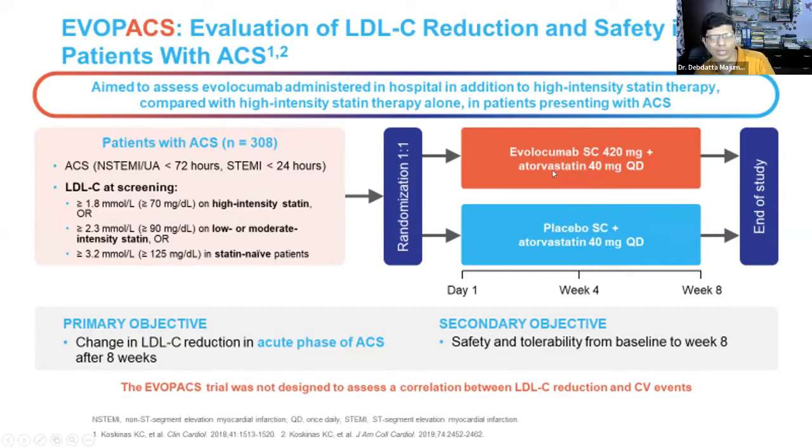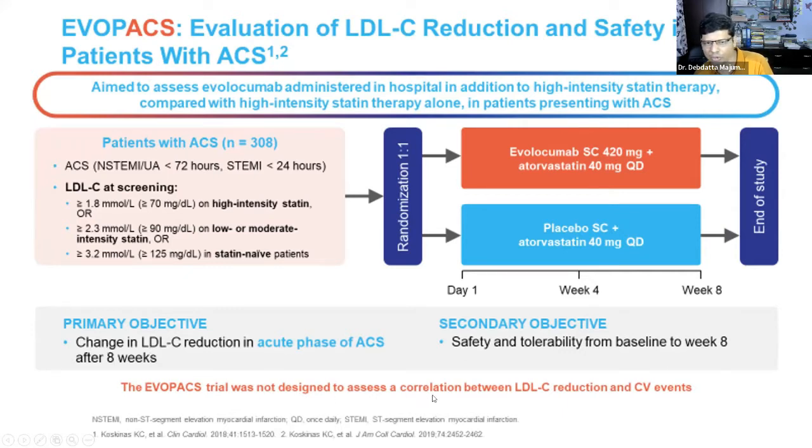Obviously, all trials of PCSK9 would have a background of statin. That goes without saying. And what are we trying to look at? We are trying to look at what is the degree of LDL cholesterol reduction in the acute phase of ACS at 4 weeks and 8 weeks. What is the level achieved at 4, and is it sustained at 8?